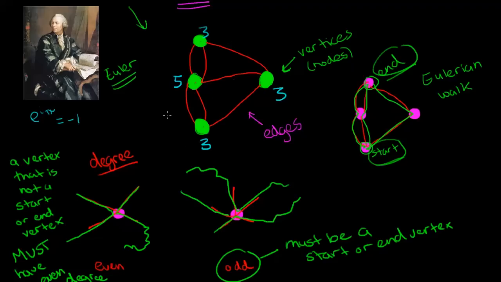Does this satisfy the property that it can have either 0 or 2 vertices of odd degree? No, it does not, because all of its vertices are odd. So we have 4 vertices that have odd degree, and by that logic, we know that it is impossible. This graph here cannot have an Eulerian walk.